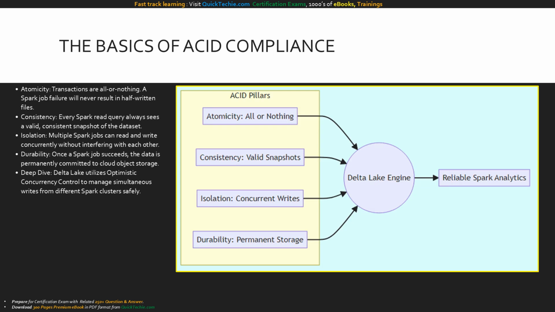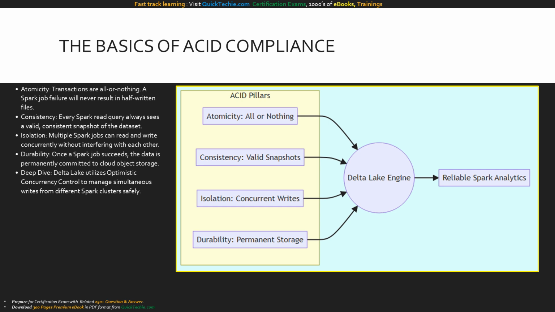Let's break down the fundamental basics of ACID compliance and understand exactly why it is a massive game changer for Spark. The A stands for atomicity. It guarantees an all-or-nothing operation. If your Spark cluster crashes during a massive terabyte scale write, you will not be left with half-written, corrupted files. C is consistency, meaning any read query will always see a valid state of the data, never a chaotic midway state.